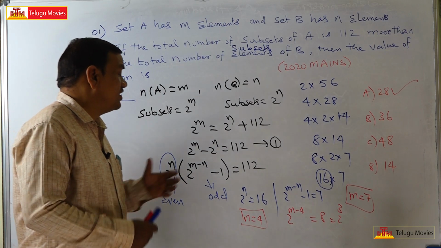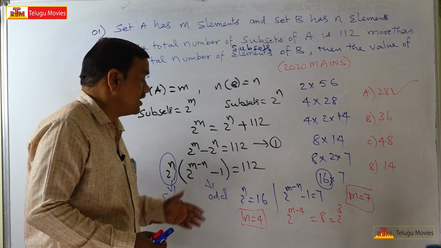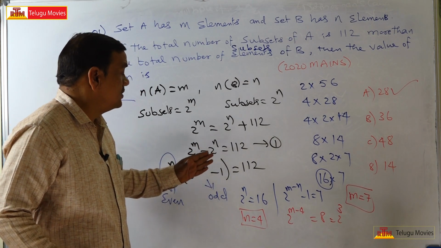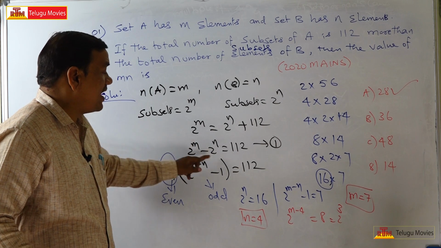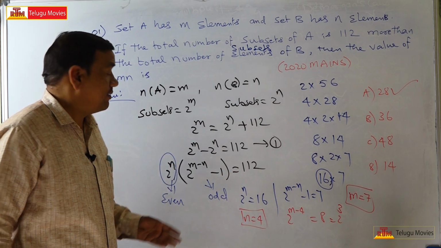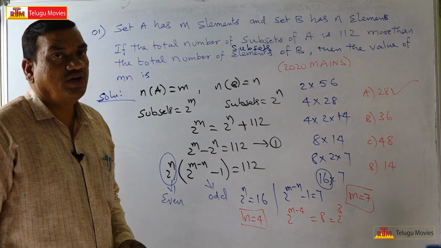Here some general students will start trying the trial and error method. They will try 2 power 7 minus 2 power 4 to see if it gives 112. Like that, general students will do trial and error. So this is also one sort of trial and error method. I hope that you understand this solution.